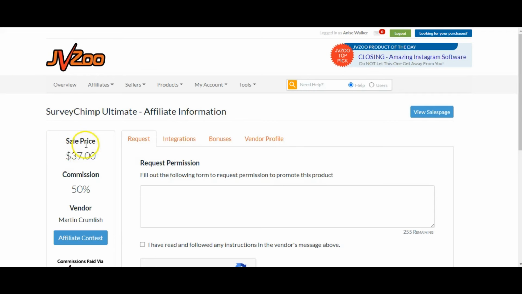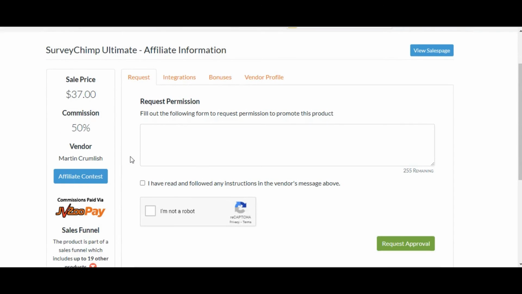So the sale price is $37. The commission is 50%, so half of that. It's quite low. You probably want a more expensive product so that you can make a bit more. But anyhow, this is an example of how to assess the product and look at the information.